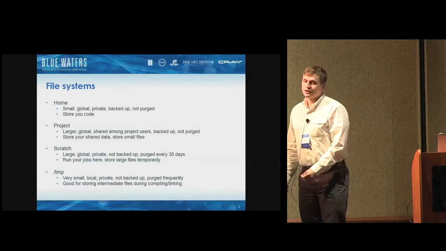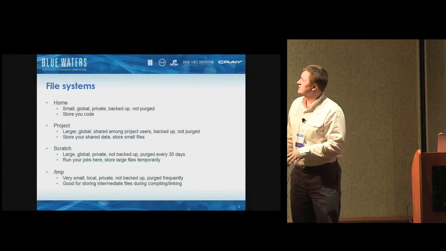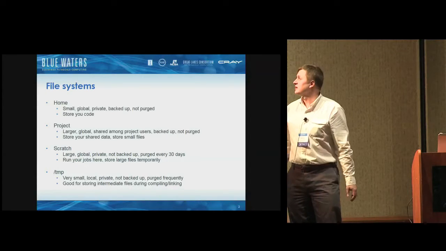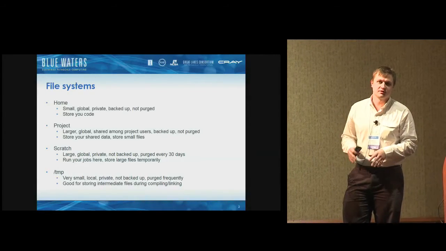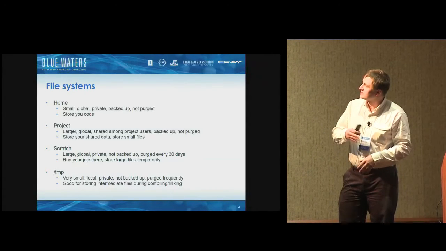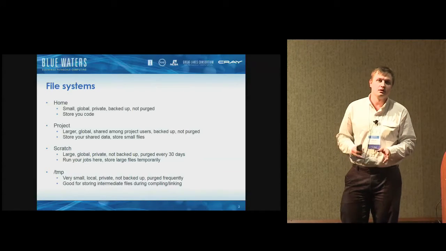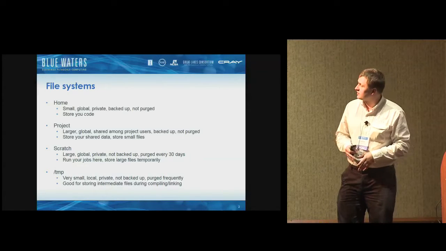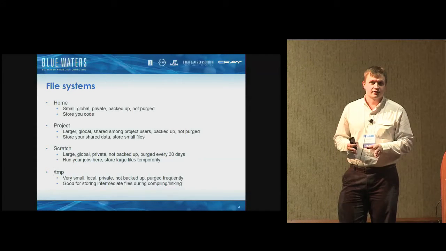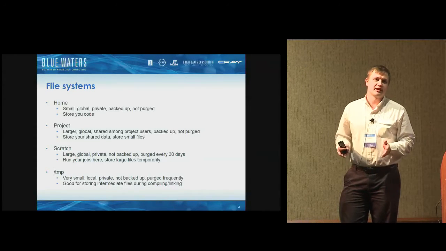OK. So first, what file systems do we have on Blue Waters? We have home. It's a shared file system. It's global. You can access it from any node. Pretty small. There are very few resources compared to other file systems allocated to it. And it's backed up. So it's the best place to put your code in.